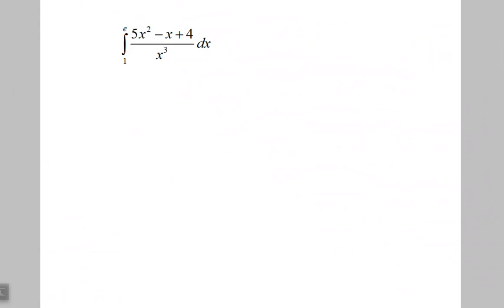Let's also use the fundamental theorem of calculus and properties of the definite integral to evaluate this definite integral, the integral from 1 to e of the quotient 5x squared minus x plus 4 divided by x cubed. Now, we do not have a product or quotient rule for taking antiderivatives, so first we will rewrite this so that we do not have a quotient.